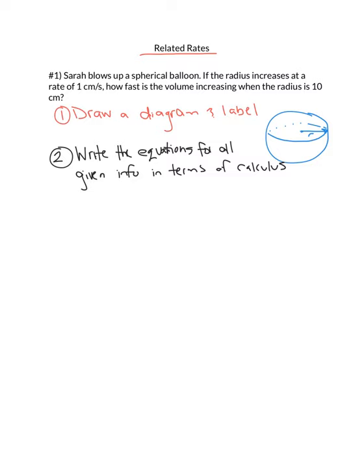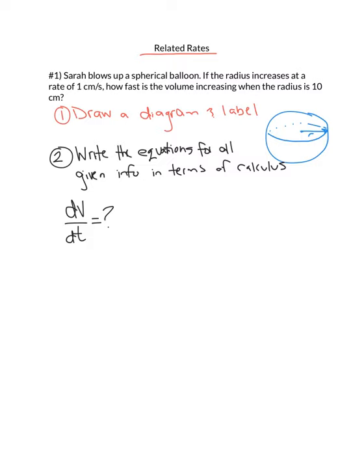The next step is to write the equations for all given information in terms of calculus. So when I'm looking at this question, I see a couple of things. So the question is actually asking me, how fast is the volume increasing when the radius is 10 centimeters? When I look at the question further, I see some units are given. So what I'm really looking for is dV by dt. And I know this because it's telling me how fast the radius is increasing in terms of centimeters per second. So I know my volume is going to be increasing centimeters cubed per second.